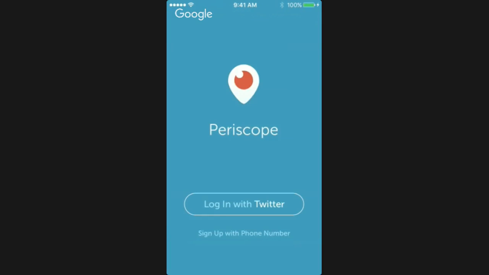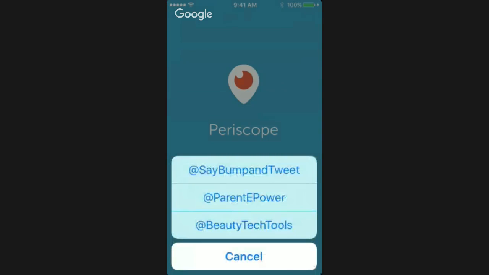So I just hit log out. All right, and now I'm going to take you through log in with Twitter. Okay, now as you can see, I have 3 different Twitter accounts. So that's where we're starting. You start with Twitter. Twitter owns Periscope, and whatever your Twitter name is, that's going to transfer over to your Periscope. So I have 3 different Twitter accounts.